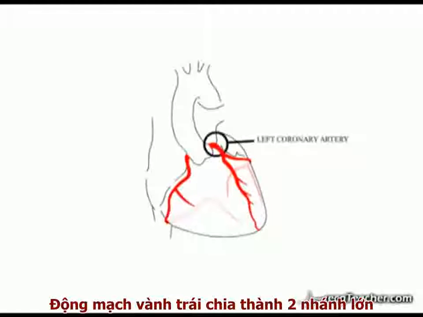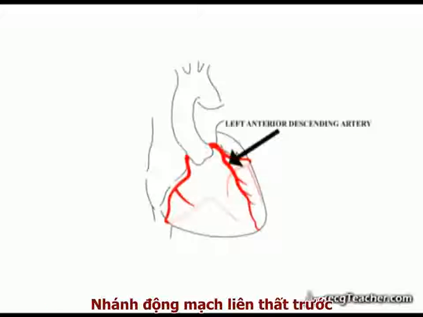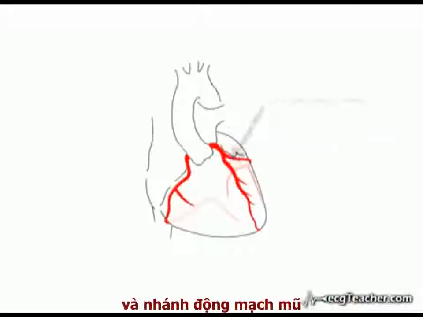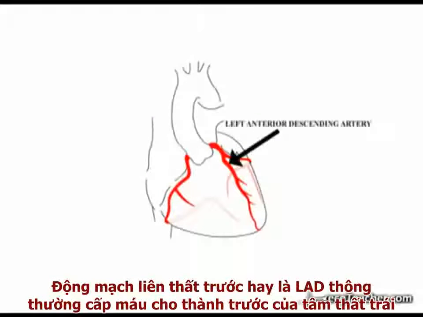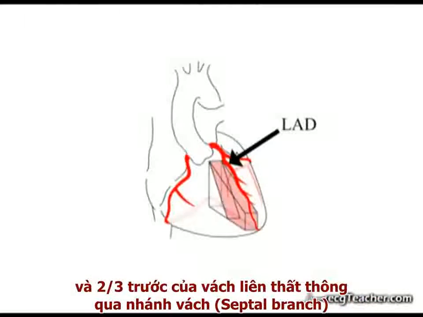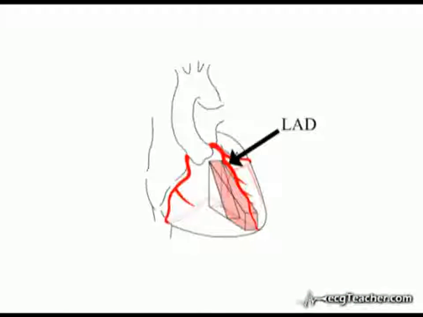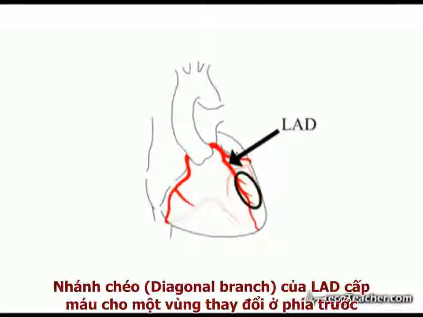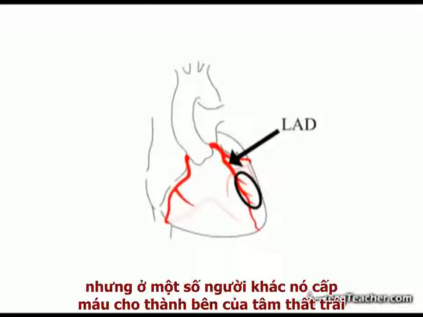The left coronary artery divides into two major branches, the left anterior descending artery and the left circumflex artery. The left anterior descending artery, or LAD, generally supplies the anterior surface of the ventricles and the anterior 2/3 of the interventricular septum through septal branches. Diagonal branches of the LAD supply a variable extent of the anterior and, in some individuals, lateral surface of the left ventricle.